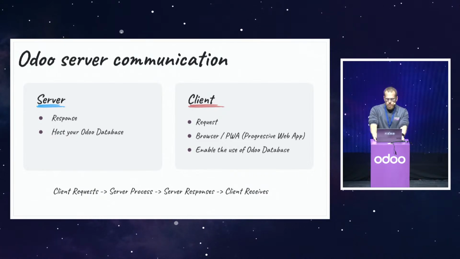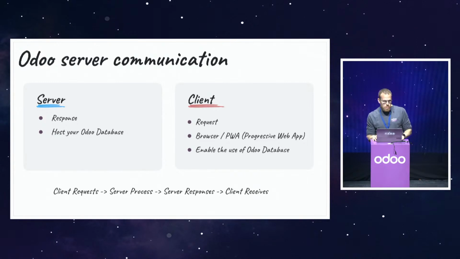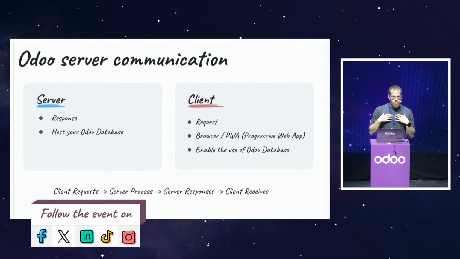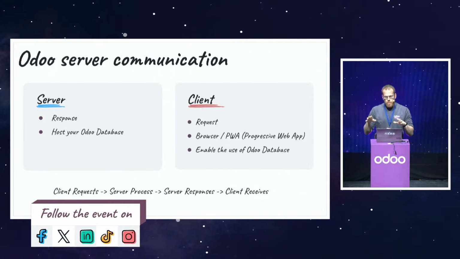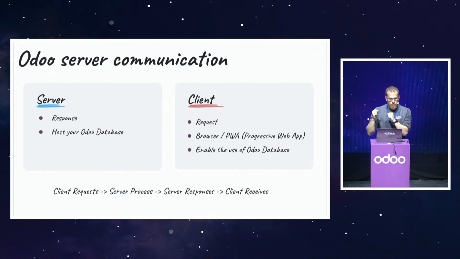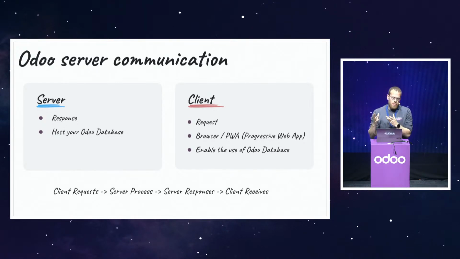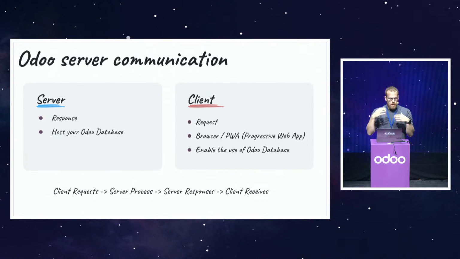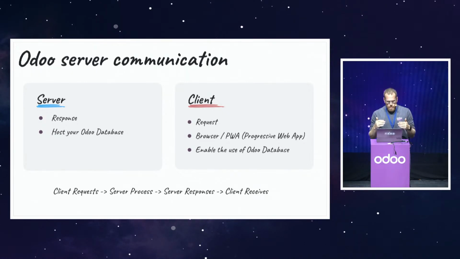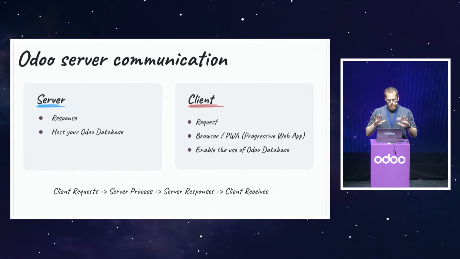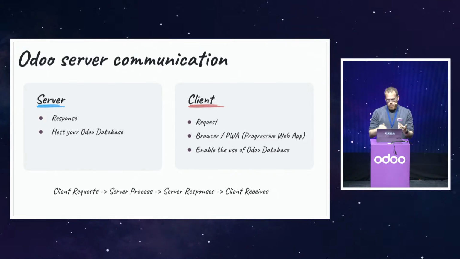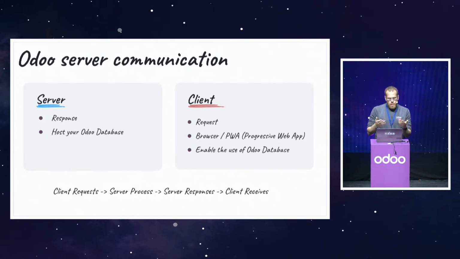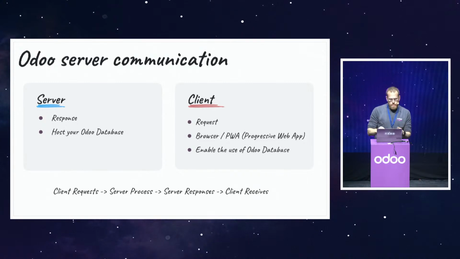So the client is responsible for making requests to the server. For example, I am on the browser and I say, okay, server, print me something. The server will take the request and make a response based on it. It will say, okay, I have something to do. I will start making the report. Then it will say, okay, I have the report. Now I will send it back to you. And the client takes the response, and in this case, downloads the PDF.